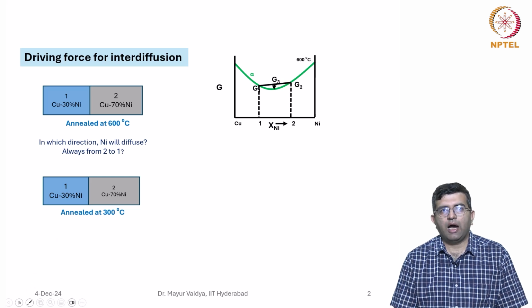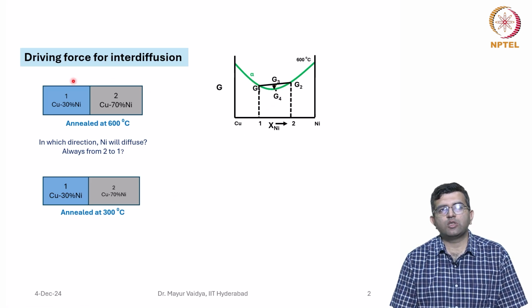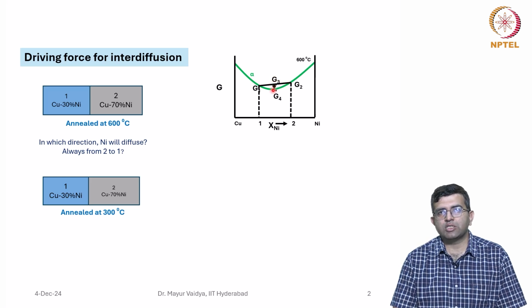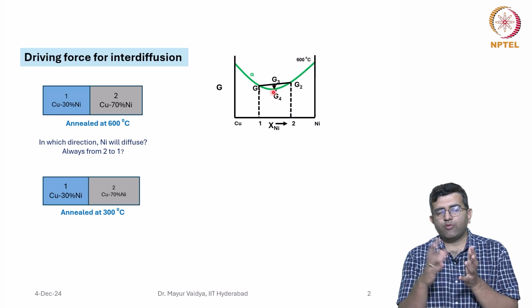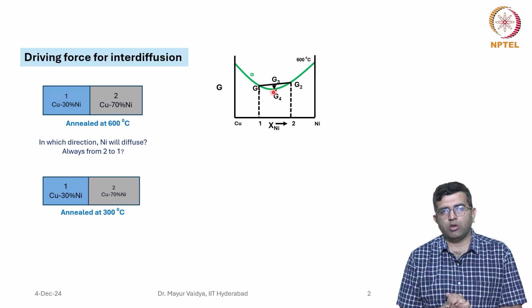Now, after you anneal them, there is a possibility for the system to lower its free energy by reaching this point, which is the free energy represented by G4. Earlier the free energy was G3. Now there is a possibility for this system to go to a single phase region such that its free energy is lowered, and lowering of free energy is the direction for thermodynamic equilibrium that we all know.